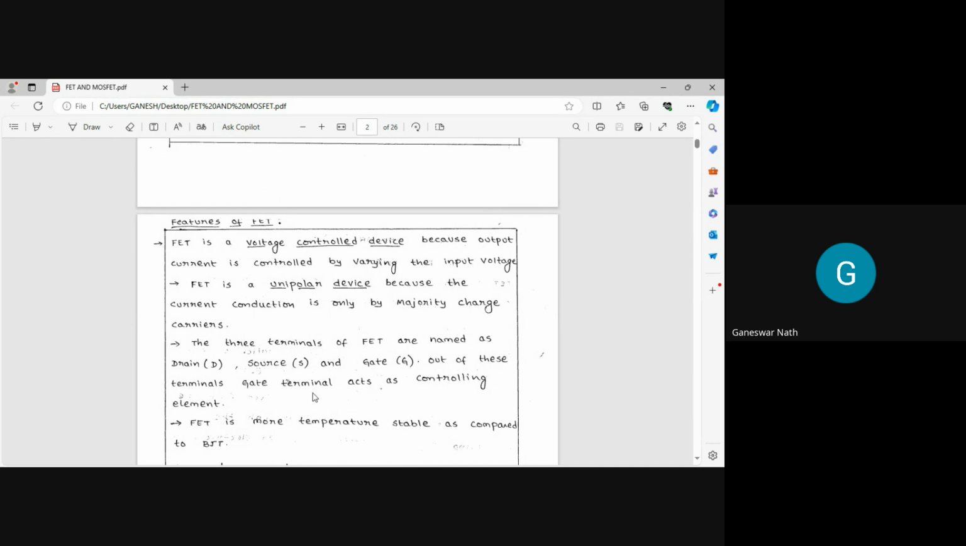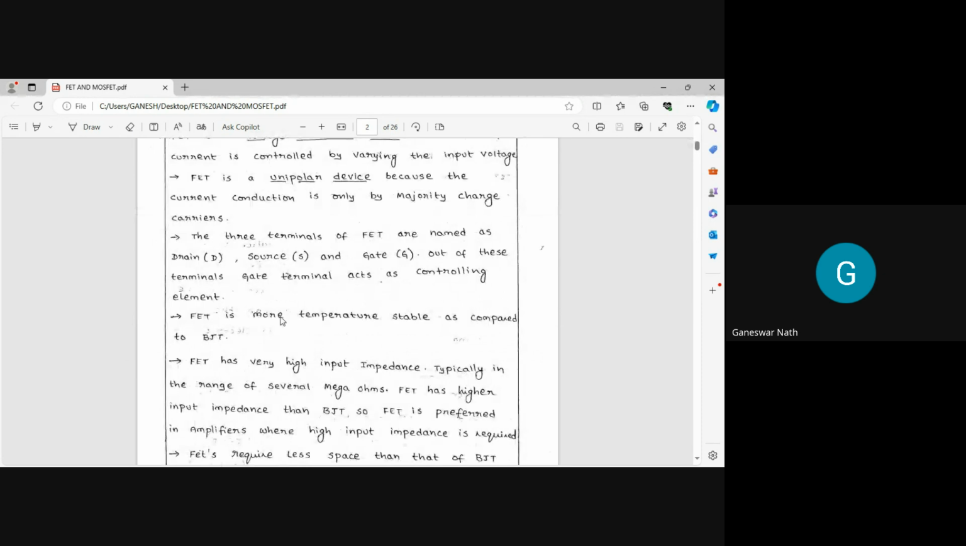FET is more temperature stable as compared to the bipolar junction transistor. So this is another unique feature of FET as compared to BJT. FET has very high input impedance, typically in the range of several mega ohms. So where we are applying the input, this input section has high impedance.